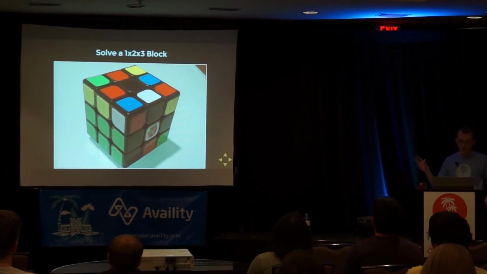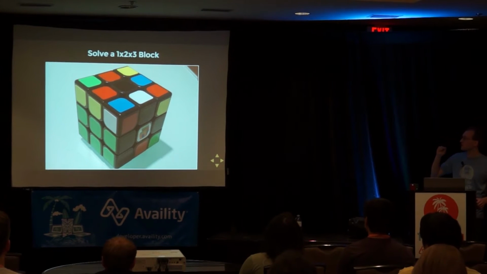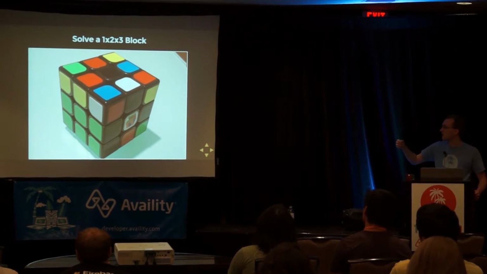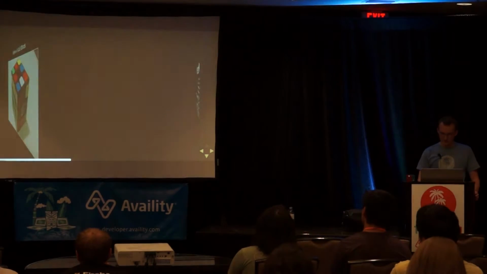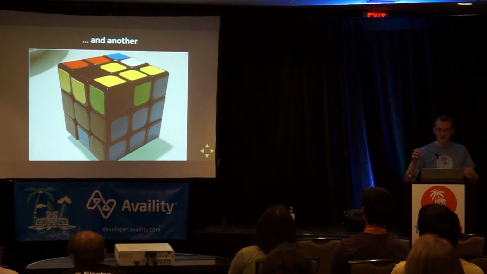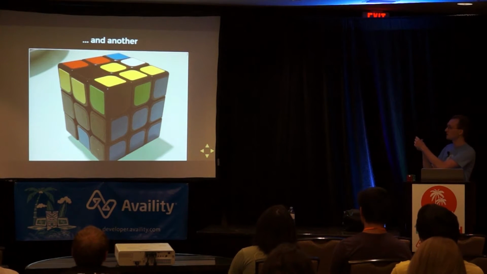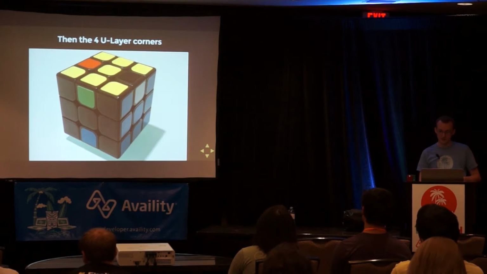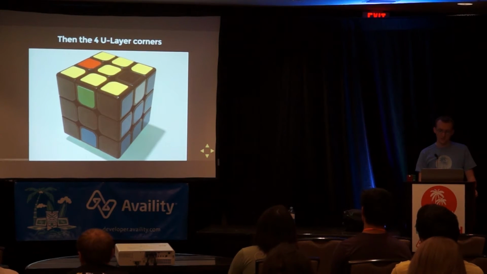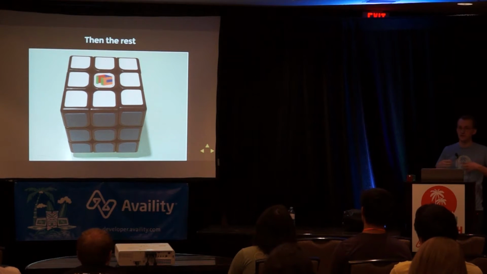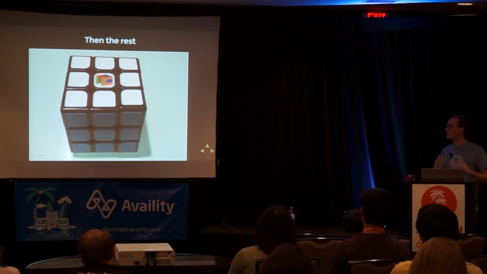So in the Roux method, the first step is we solve a 1 by 2 by 3 block. You can see those green pieces there. It's basically a little block. After that, we're going to solve another one on the other side. So we have 2 mirrored blocks here. And then we're going to solve the corners on the top here. And then finally, we can solve the rest. I know that might not make sense, but just for reference, it's useful to know kind of how people do this.